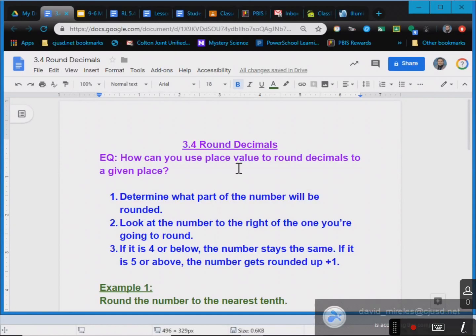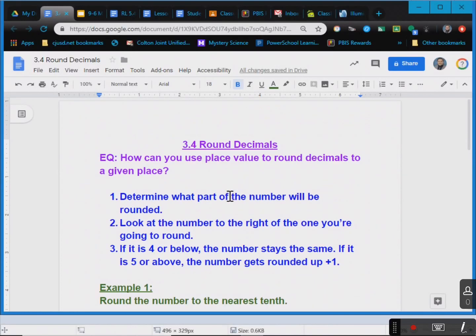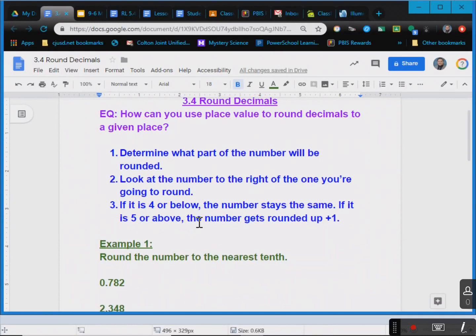So we got some steps I want you to write down. Step number one is you got to determine what part of the number you are going to be rounding. Which one will be rounded? The second step is you got to look at the number to the right of the one that you're going to round. Step 3 is if it is 4 or below, the number stays the same. If it is 5 or above, the number gets rounded up 1. So we'll explain that in just a second.